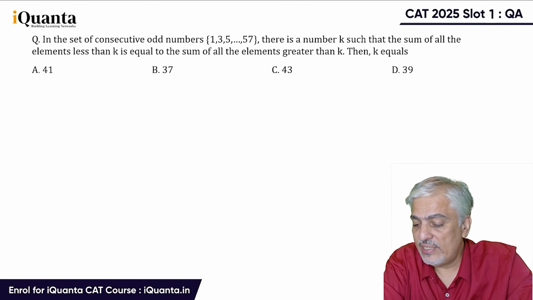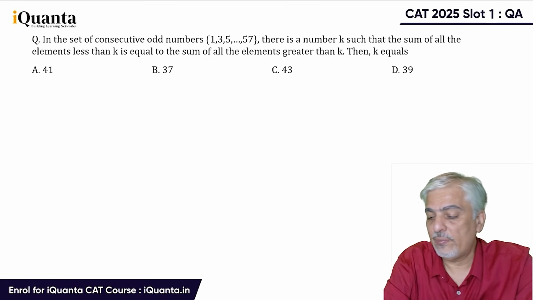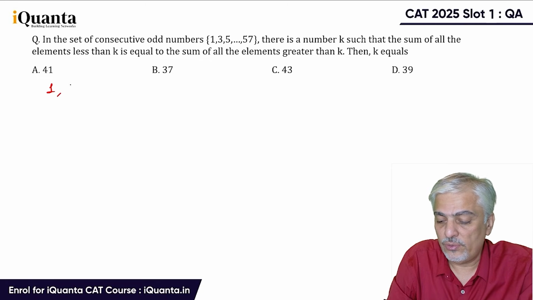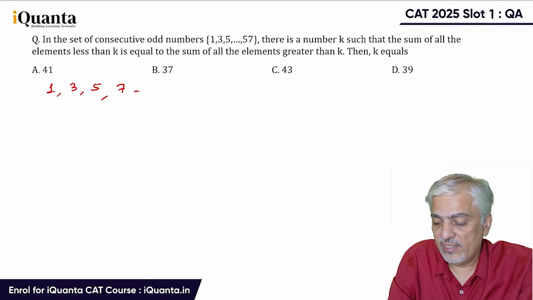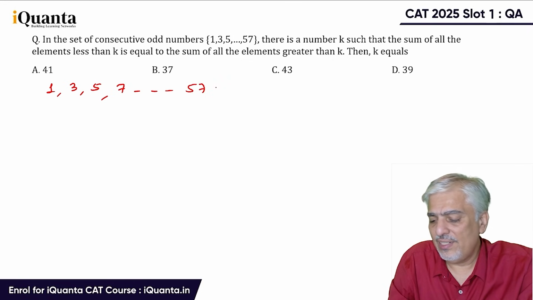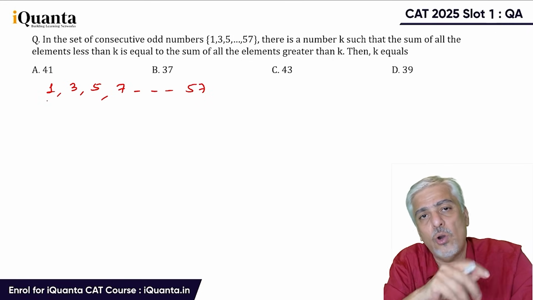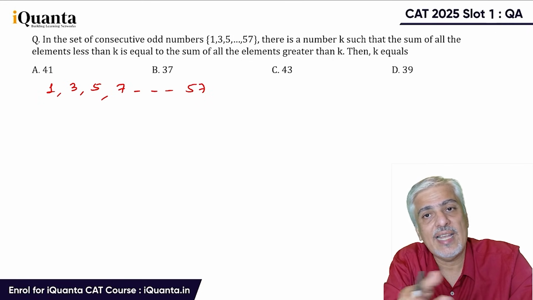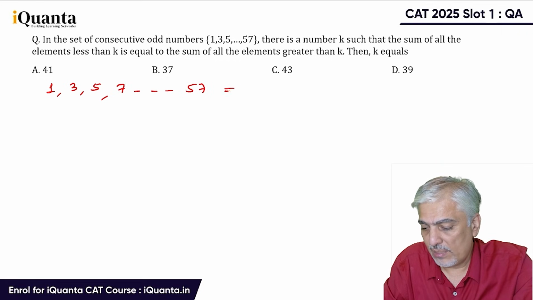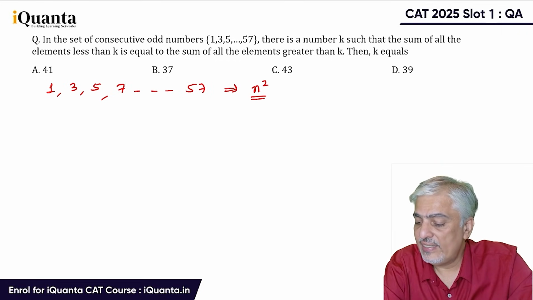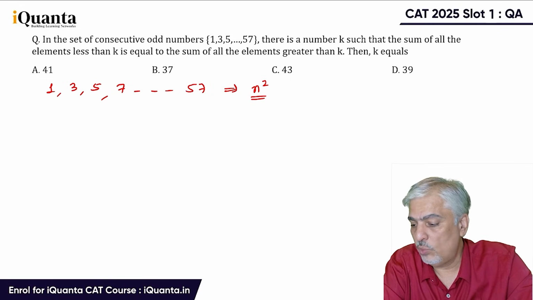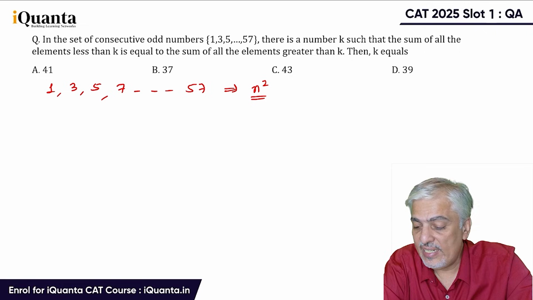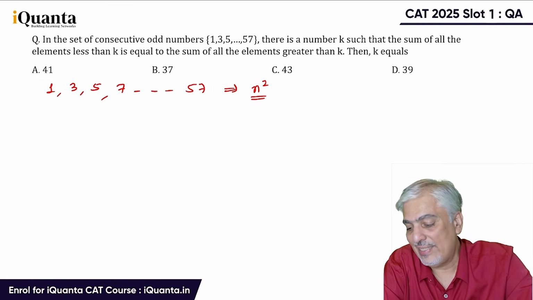In the set of consecutive odd numbers from 1 to 57, so 1, 3, 5, 7, up till 57. Now, we all know the formula for odd numbers: the sum of all odd numbers is n square. We'll use it with them. And there is a number k. So out of these numbers, there is one number k such that the sum of all elements less than k is equal to the sum of all elements greater than k. Okay, so we need to find that k.